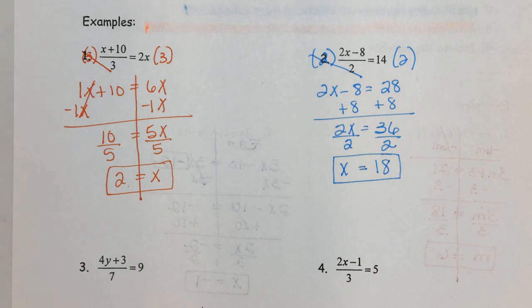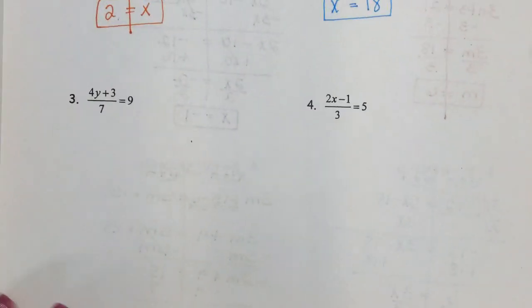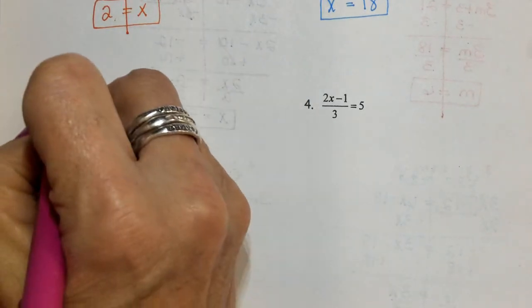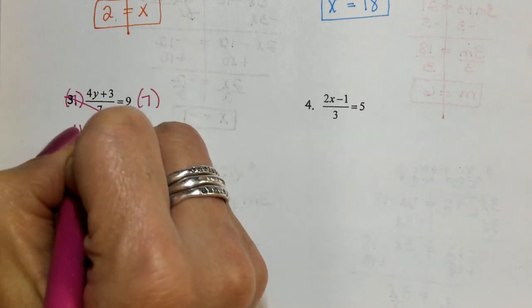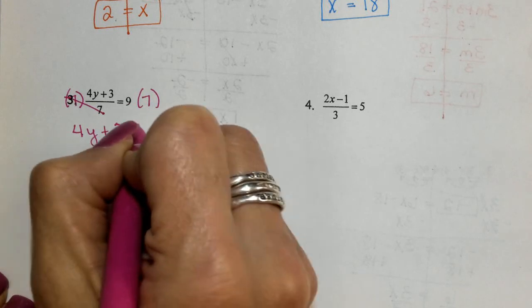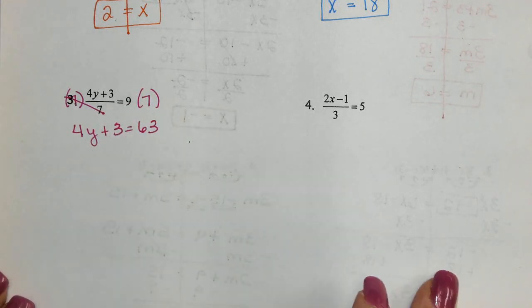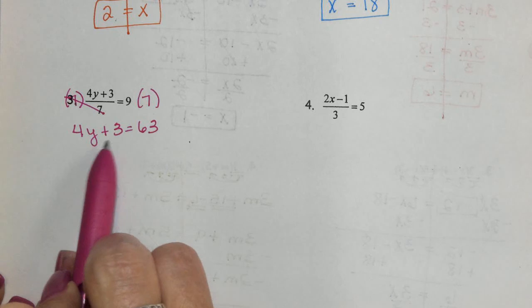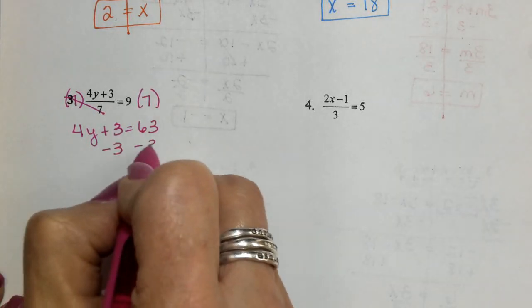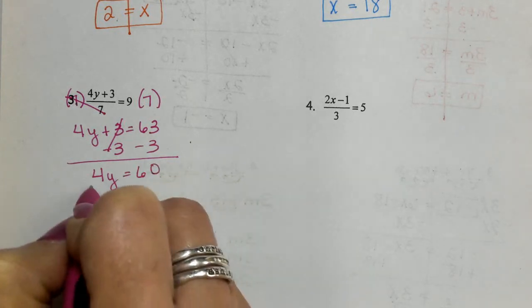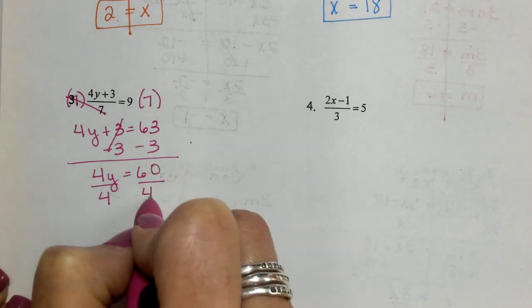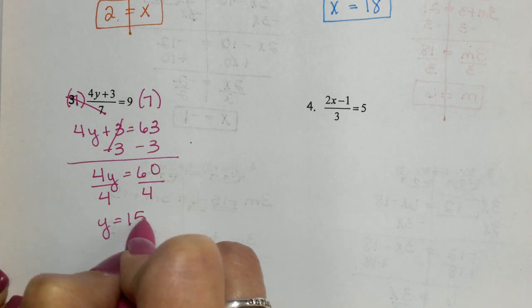Okay. And then we have two more like that. So we've got multiplying by my denominator of 7, both sides. What we do to one side, we do to the other. So I get 4y plus 3 equals 63. I need to isolate my y term, so I need to get that 3 to the other side. Opposite operation. 4y equals 60. And then I'm going to divide both sides by 4 and get y is 15.